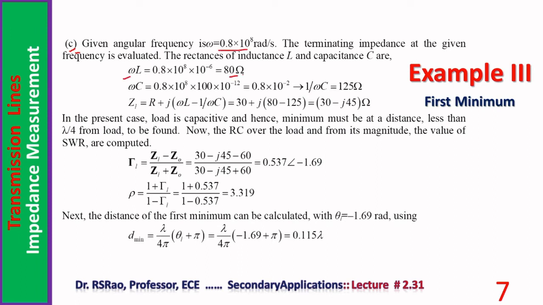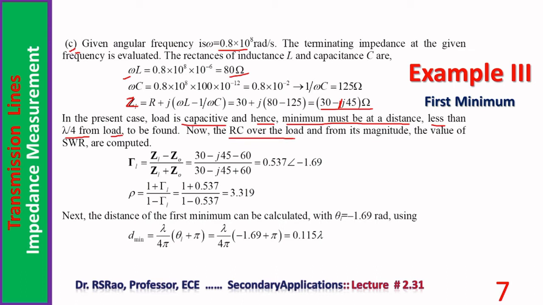Next, angular frequency is 0.8 into 10 power 8 radians per second, omega L 80 ohms. Impedance is 30 minus j45. So it is capacitive. In the present case, load is capacitive and hence minimum must be at a distance less than lambda by 4 from the load. As already mentioned, when load is capacitive, out of the two, voltage maximum and voltage minimum, voltage minimum appears first, then voltage maximum.